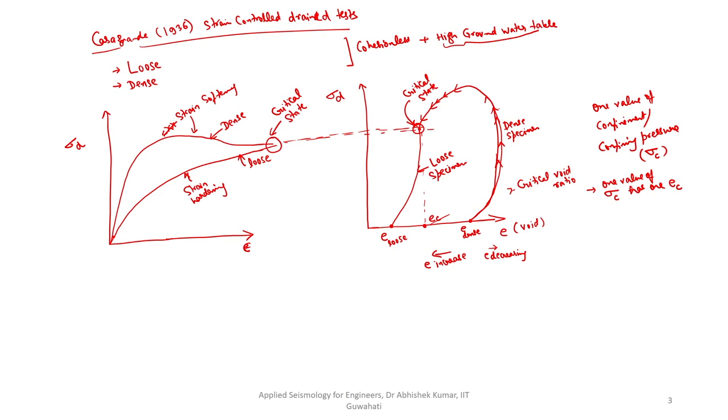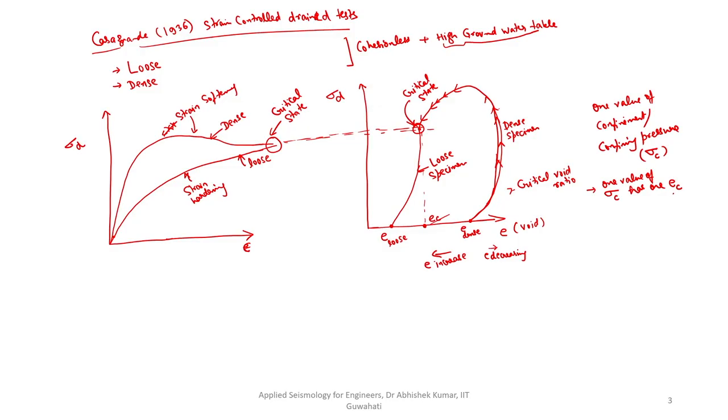or a loose sample of the same soil. Remember, the soil remains the same; depending upon the relative density of the soil, we are categorizing it as a loose specimen or dense specimen. So the sample remains the same, but depending upon the initial state of the soil before you started applying the load, there will be a change in the path which the sample takes before reaching its critical state.